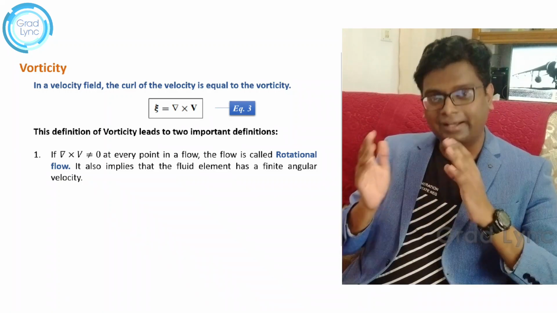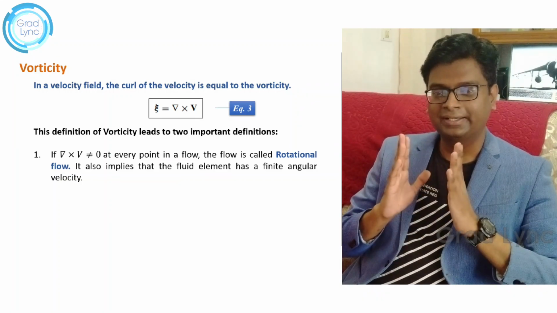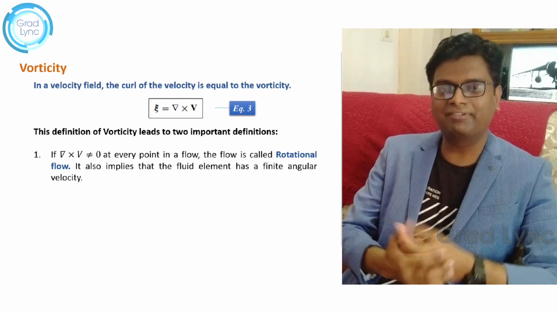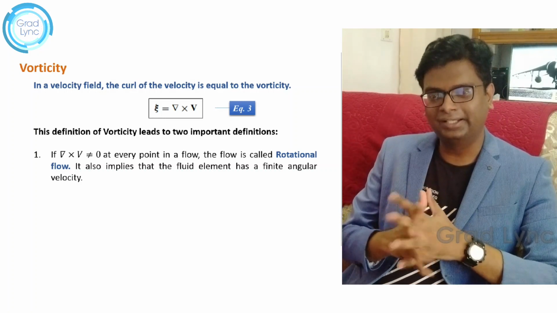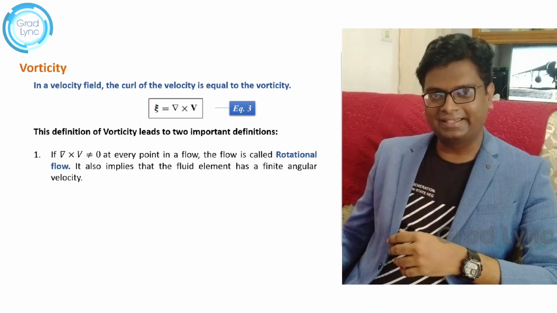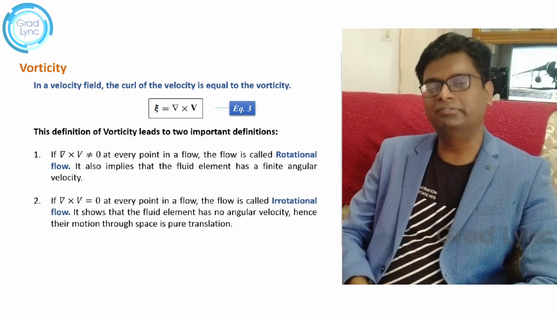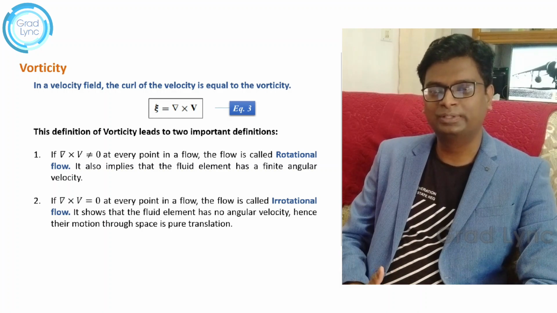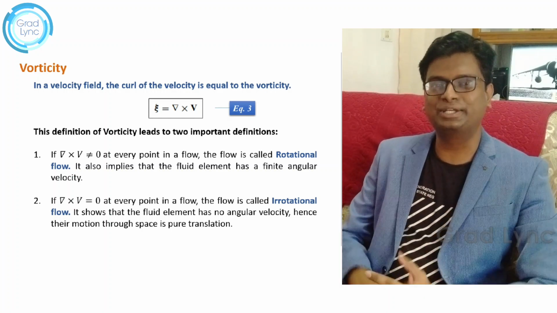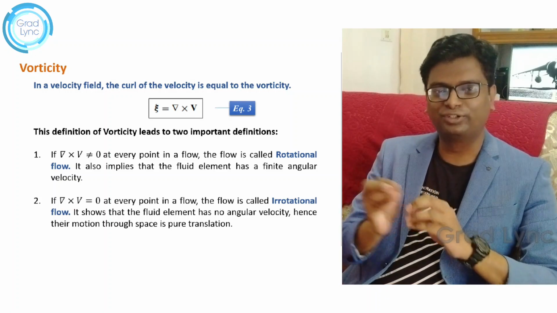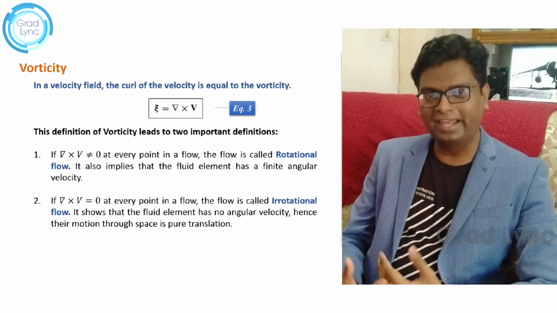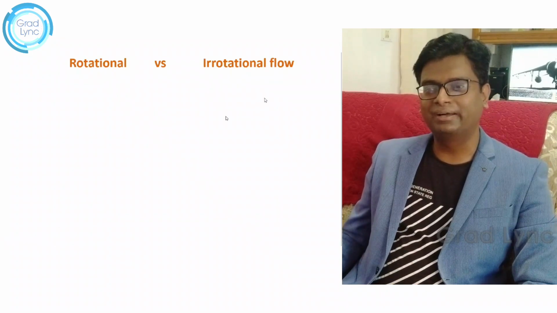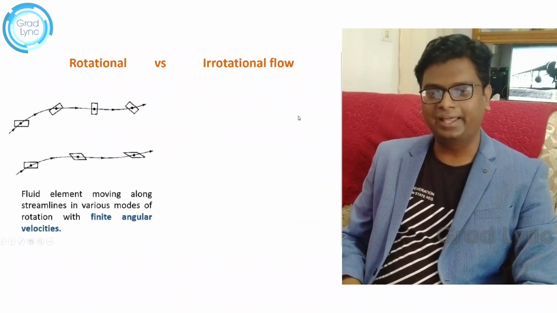That is the case when the curl of the velocity vector is not equal to 0, which means the curl of a velocity exists. If the curl of a velocity is a finite value, then that kind of flow is called rotational flow. The second case is when the curl of the velocity vector is 0. If it is 0, the flow is irrotational, which means the vorticity is 0. Whenever vorticity is 0, the flow will be irrotational, which means the fluid element doesn't sweep any angle, or the angular velocity is 0.